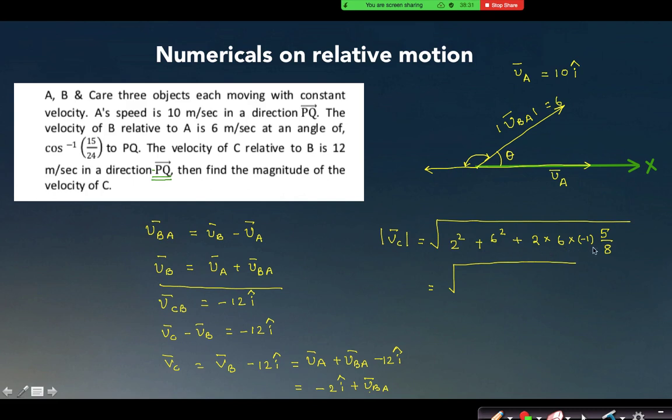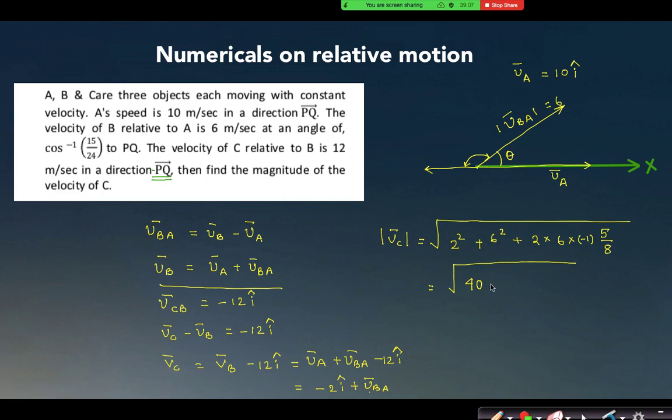Six square, 2 into 6 into 5 by 8. So that is 5 by 8, yes. Is it coming 5? 4 plus 36, coming 5. Yes, 24. That will be 15 by 24. The cos theta is 15 by 24. So it is 5 by 8 only. Yes, 15 by 24 is 5 by 8.